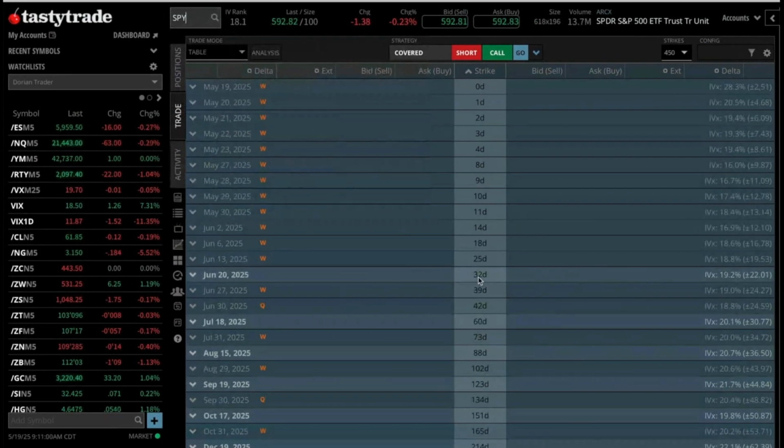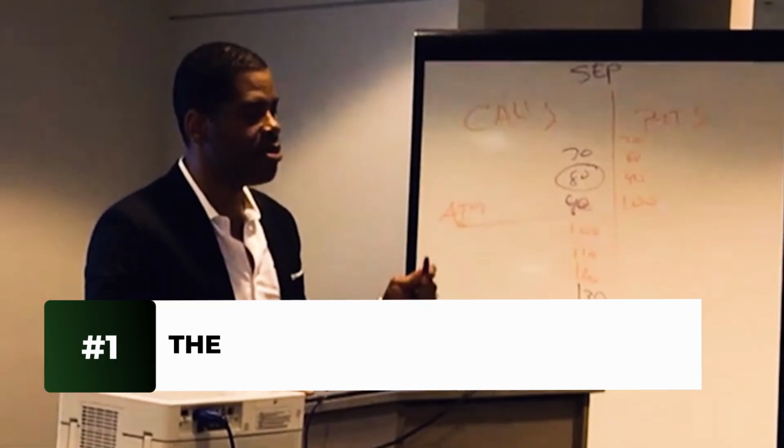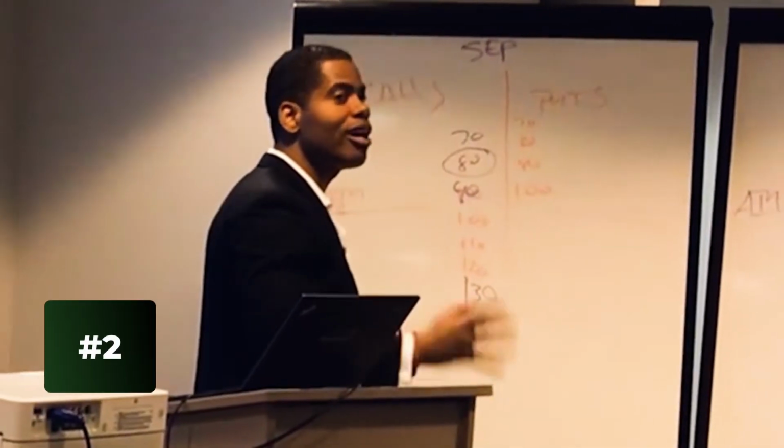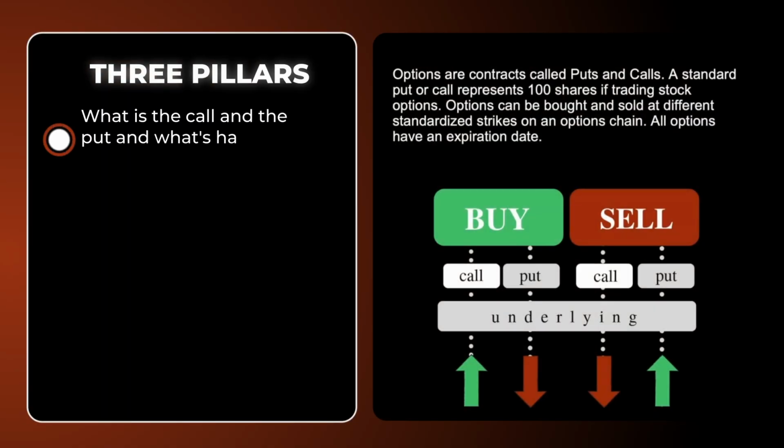Under this SPY, I want to talk about the call versus the put option. I want to talk about number one, the basic characteristics of each, and then number two, the profit loss scenarios for each. So three pillars that we consider. What is the call and the put, and what's happening when you buy and sell a call and the put? That is the first pillar, and that's this image that you see on your screen.